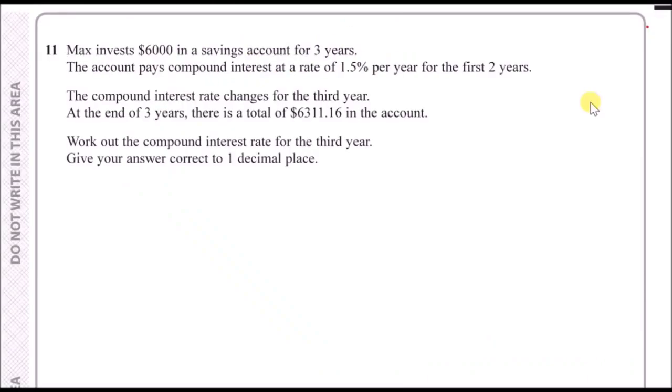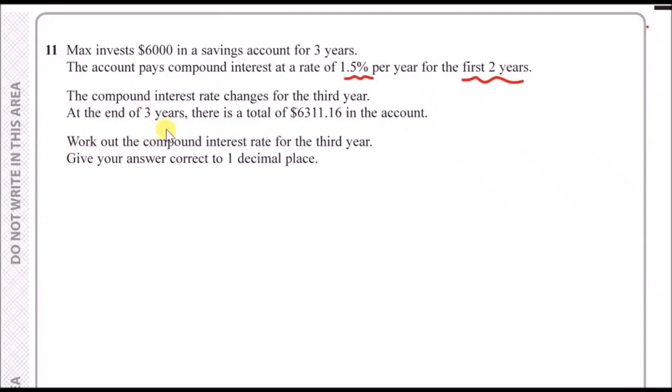And that's it. All right, number 11. Ooh, okay, so this is a tricky one. Max invests $6,000 in a savings account for 3 years. The account pays compound interest at a rate of 1.5% per year for the first 2 years. The compound interest rate changes for the third year. Okay, so key note, we can see in the first 2 years, the rate is fixed at 1.5%, but for the third year, it's different.